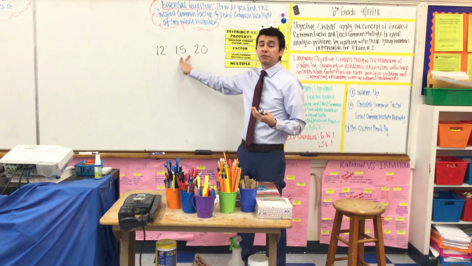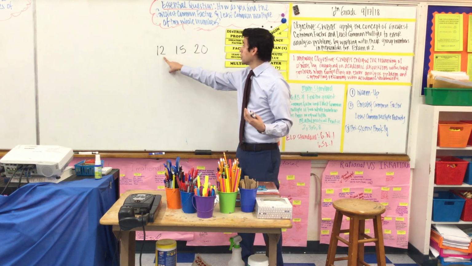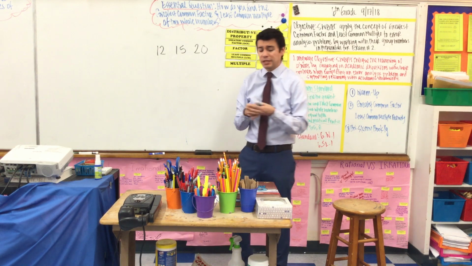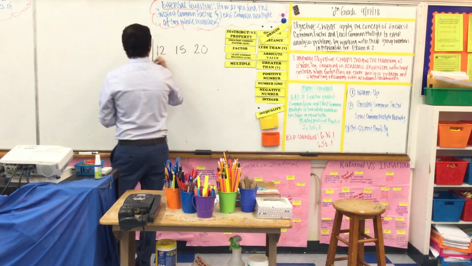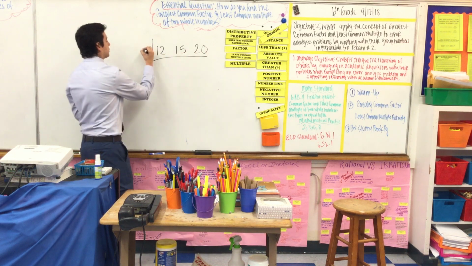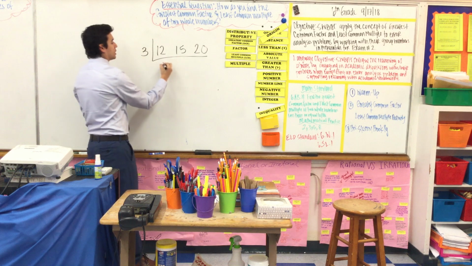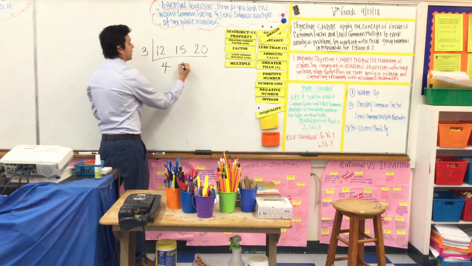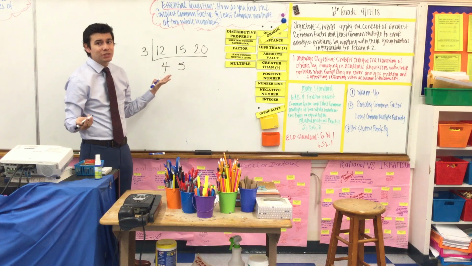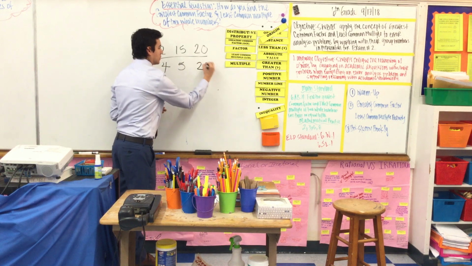You could also look at 15 and 20. Could you take out anything from 15 and 20? Yeah, 5. You could also take out something from 12 and 20. So there's a lot of combinations. You will still get the same answer. I'm going to go the easy route and look at these 2 numbers. 12 and 15, 3. 12 divided by 3 is 4. 15 divided by 3 is 5. 20 divided by 3, you can't do that, so that drops.